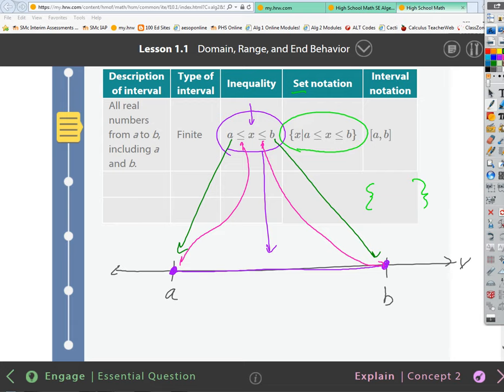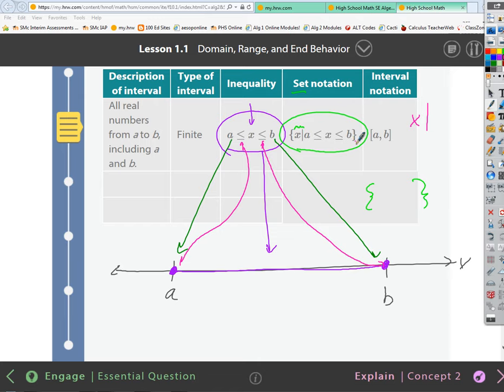Then there's one other part. There's this part out front. This X bar. What does that X bar mean? We would read that in math like this. We would say this is the set of values of X, the variable X, and that bar just means such that X is greater than or equal to A and less than or equal to B.